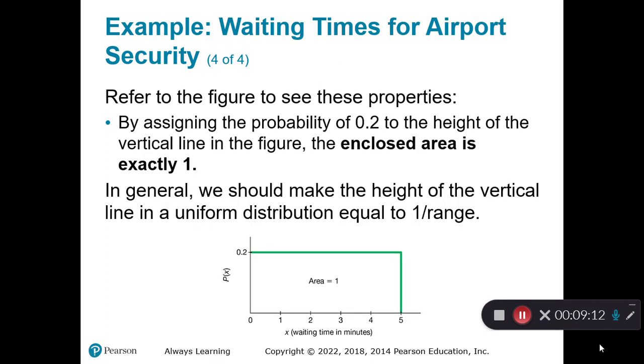By assigning the probability of 0.2 to the height, as I mentioned earlier, we ensure that the total area under the curve, which is the area of the rectangle, equals exactly 1. In general, we should make the height of the vertical line in a uniform distribution equal to 1 divided by the range, where the range is that difference between the maximum value of x and the minimum value of x.